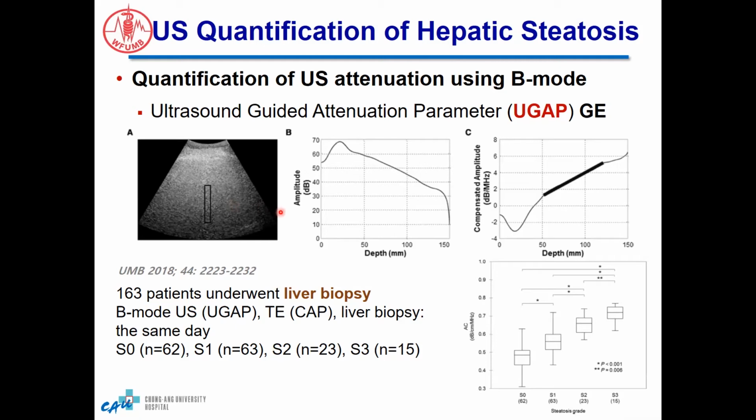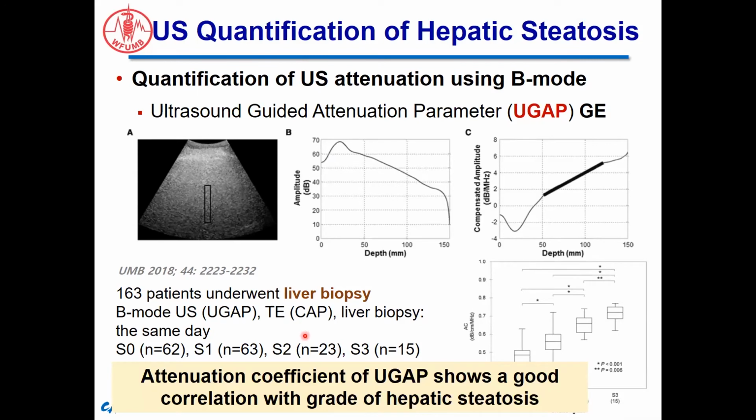Here you see one recent paper demonstrating good results of quantification of ultrasound attenuation using UGAP. There was a strong correlation between attenuation coefficient from beam mode ultrasound and degree of hepatic steatosis on histopathologic examination. So attenuation coefficient of UGAP shows a good correlation with grade of hepatic steatosis.